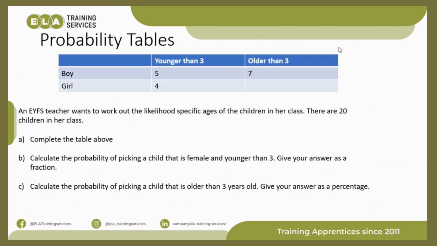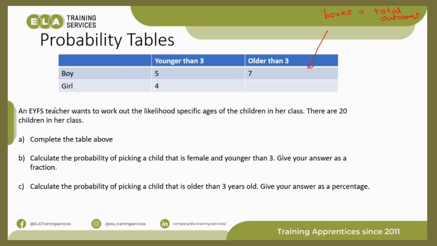Right, we are now going to look at the last 2 elements of probability, focusing first on probability tables. So with a probability table, all your boxes add up to your total. Sometimes you might be asked for one specific thing in a probability table. So if you were asked for girls, you would look at the girls column. If you're asked for boys, you would look at the boys column. If you were asked for looking at children that are younger than 3, you would look at this column. And if you were asked for children older than 3, you would look at this column.